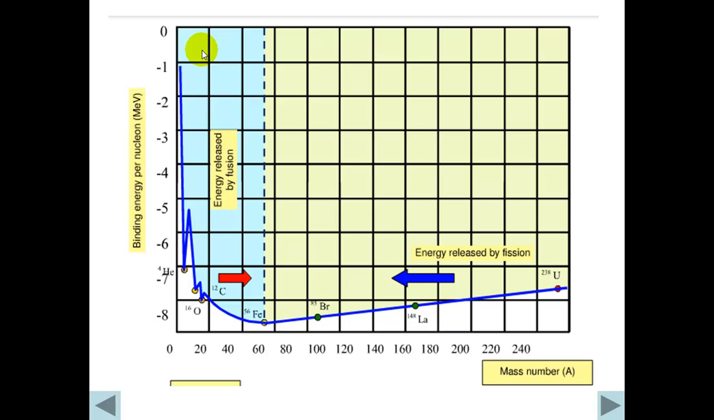Another way of looking at it is by inverting this graph, and you can imagine a ball rolling down the hill. It will tend to roll in this direction towards iron. If it's here, it will tend to roll towards iron as well, because it needs to go to its lowest level of energy, its lowest potential energy in this sense.